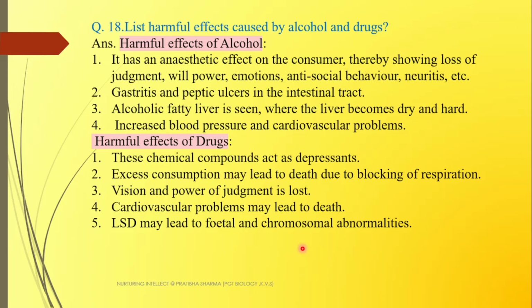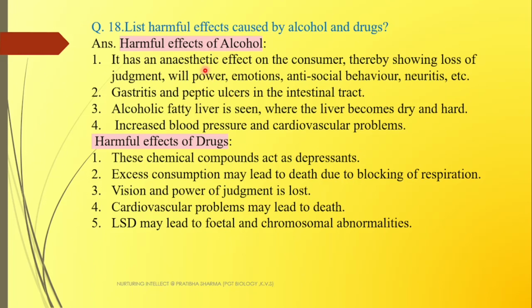Question number 18. List harmful effects caused by alcohol and drugs. पहले हम harmful effect alcohol के देखेंगे. It has an anesthetic effect on the consumer, thereby slowing loss of judgment. देखो, alcohol क्या करता है? It affects cerebrum first and later cerebellum. So, cerebrum controls judgment, willpower, emotions. So, all these things, they are not shown. ठीक है? So, judgment, willpower, emotion, antisocial behavior, neuritis.